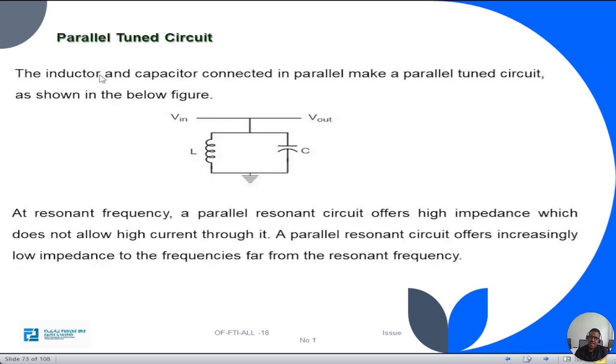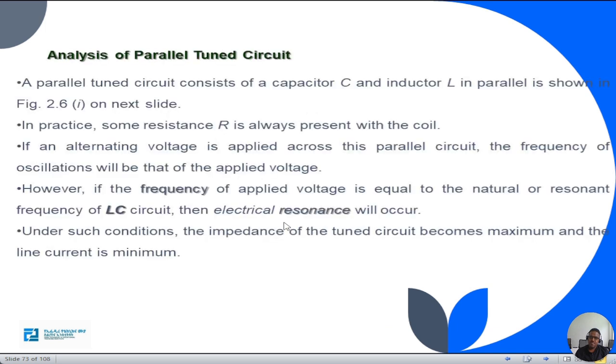But in parallel, the inductor and capacitor are connected in parallel to make a parallel tuned circuit, as shown in the figure. So the LC circuit side by side is the parallel tuned circuit. Here the resonance circuit offers high impedance, which does not allow high current through it. A parallel resonance circuit offers increasingly low impedance to frequencies away from the resonant frequency.